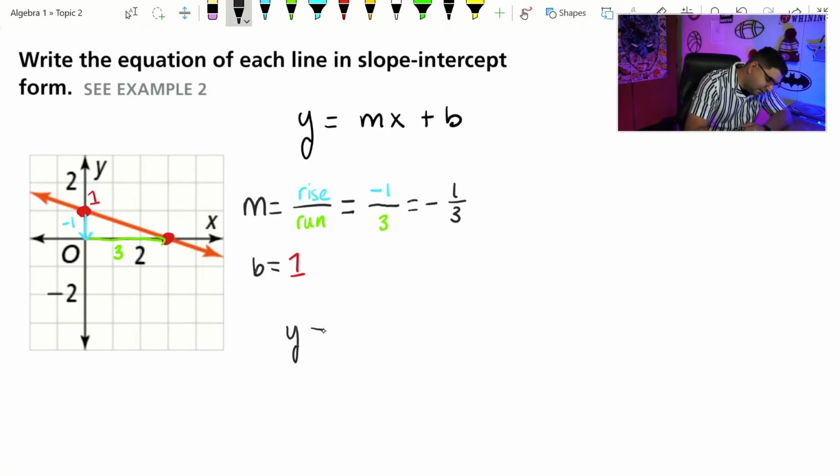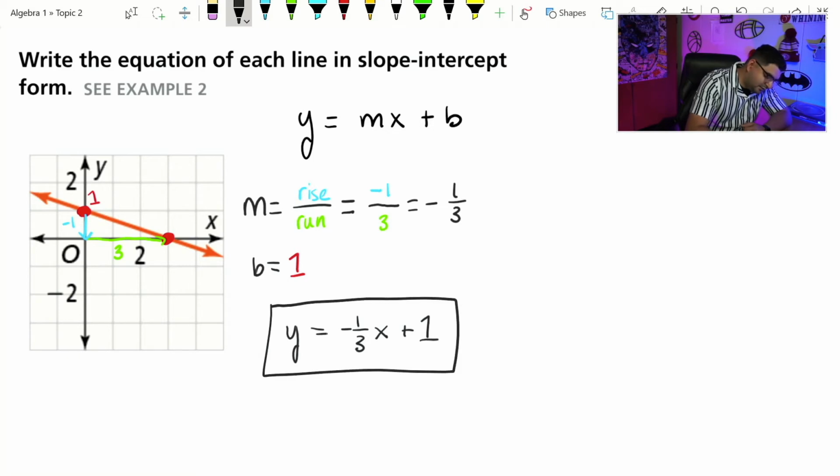Now I plug and substitute these into the form. I get y equals, my slope was -1/3, x plus my intercept, which is 1. And this would be the equation to the graph you see here: y = -1/3 x + 1. Let's go ahead and look at another line.